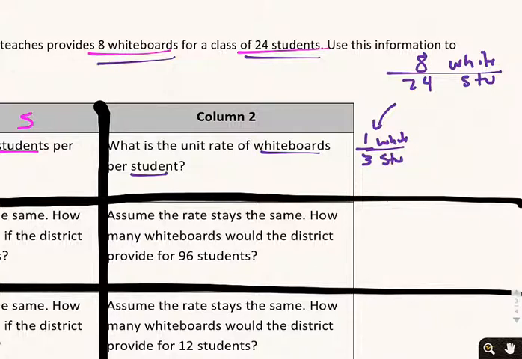But that's not how the unit rate has to be represented. It has to be over 1. So I can actually take this as a third whiteboards per student, or 0.33 if you want to write it that way.